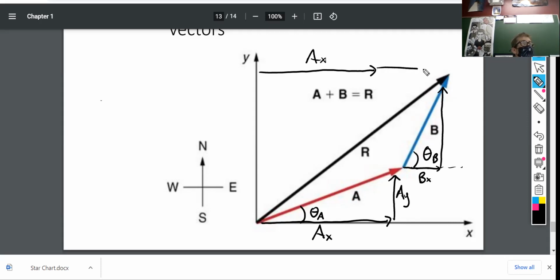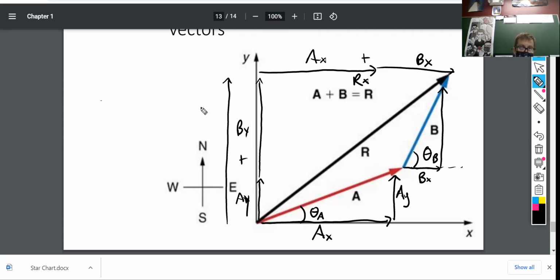Vector B brings me over the rest of the way. And so A sub x plus B sub x equals the x component of my result. Okay. Likewise, A brought me up this much. That's my A sub y component. B brings me up sort of the rest of the way. So my A sub y plus my B sub y equals my resultant in the y direction. So I've got my resultant y.